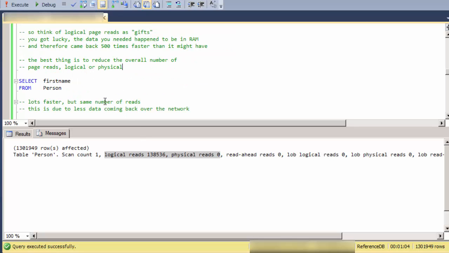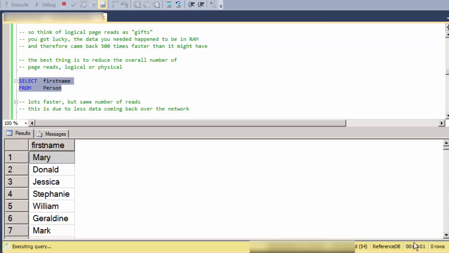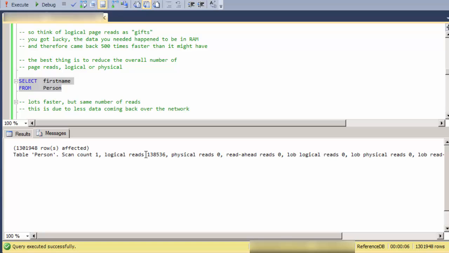So let's say I did the same thing, but instead of getting the entire table back, I'm just going to get the first name of the table back, and we'll look at how quickly that comes back. And notice this takes about 6 seconds, and rather than taking a minute, it's a tenth of the time. And when I look at the messages, however, I basically get the same IOs.